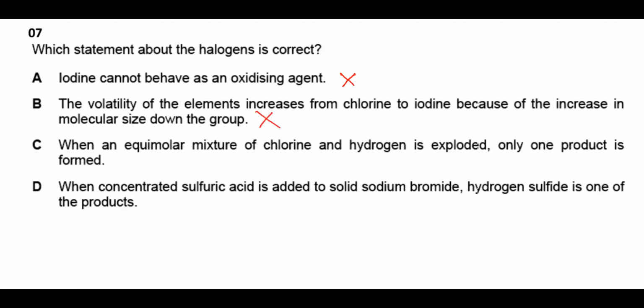गलत. C. When an equimolar mixture of chlorine and hydrogen is exploded, only one product is formed. H2 gas plus Cl2 gas gives 2HCl gas. Yes, only one product is formed. This is correct. D. When concentrated sulfuric acid is added to sodium bromide, hydrogen sulfide is one of the products. No, hydrogen sulfide is one of the products when concentrated sulfuric acid is added to sodium iodide. So D गलत हो गया. So based on these findings, the correct option for this question is option C.